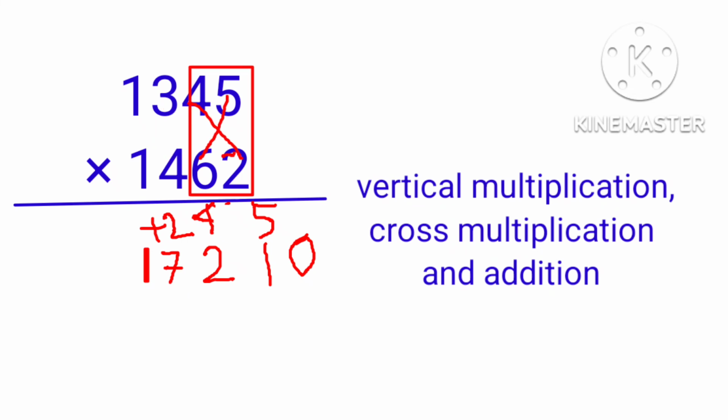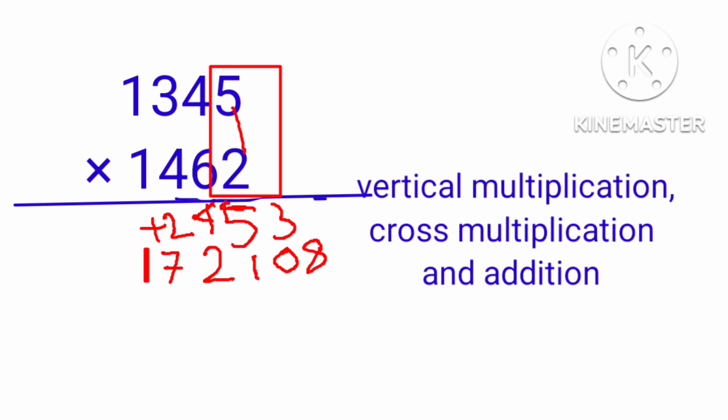Now take 2 pairs, that means 4 digits. 4 twos are 8, 5 sixes are 30. 30 plus 8 is 38. So write down 8 and carry 3. Now take 1 pair, that means 2 digits. 5 twos are 10. So write down 0 and carry 1.